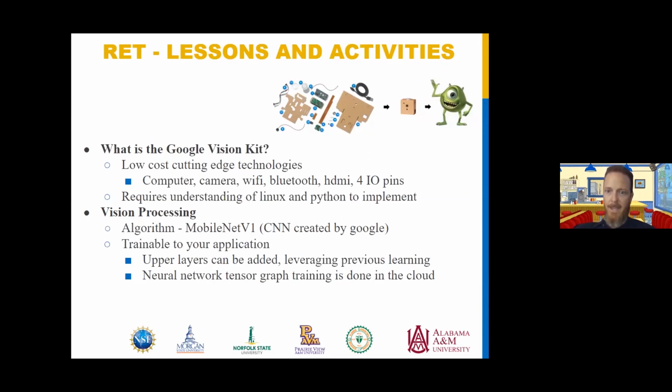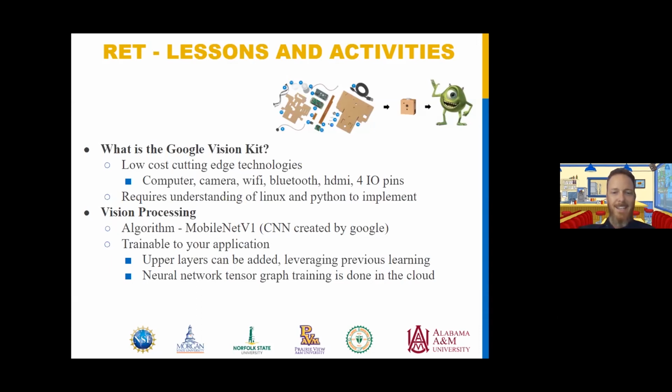The vision processing on the kit happens on the Vision Bonnet, which is attached to a Pi hat on top of a Raspberry Pi Zero. Training the MobileNet requires feeding lots of images into Google's cloud computing supercomputers, and then freezing the tensor graph and downloading it onto the kit where it runs offline. This feature allows Google's MobileNet to be retrained, where you only have to retrain the upper layers of the model, leveraging lots of previous knowledge and learning. Control of the kit is through the Raspberry Pi using a Linux operating system and uses Python to program.